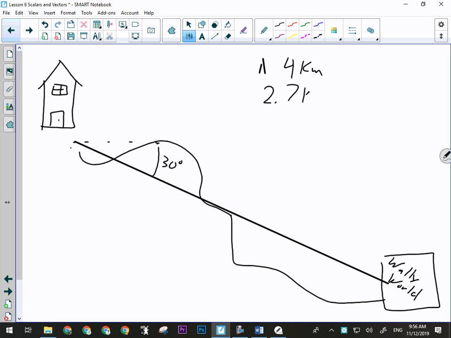So that short line there could be, let's say, and we'll say 30 degrees south of east. Okay, so it's short. Is that a vector or a scalar description? Vector. So this is the thing we need to understand.